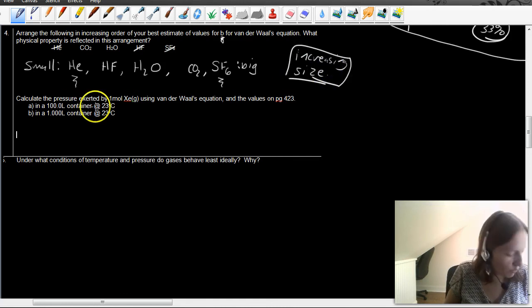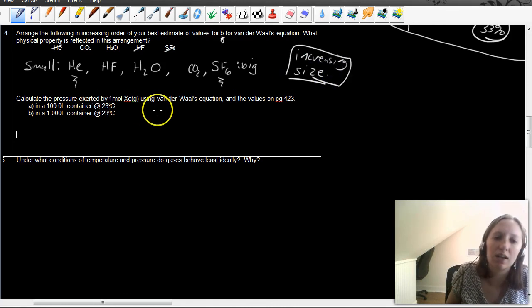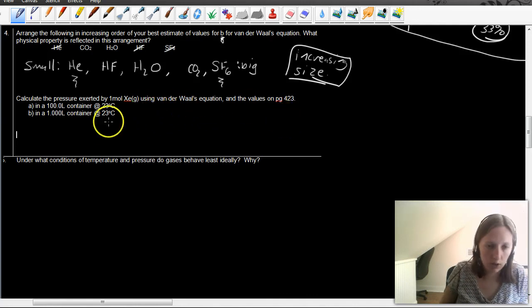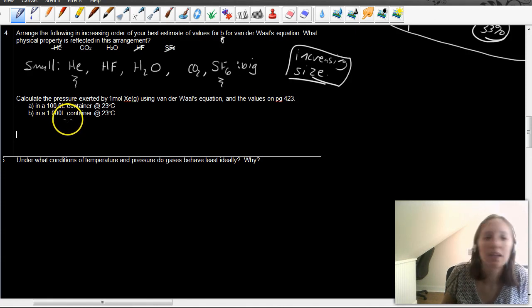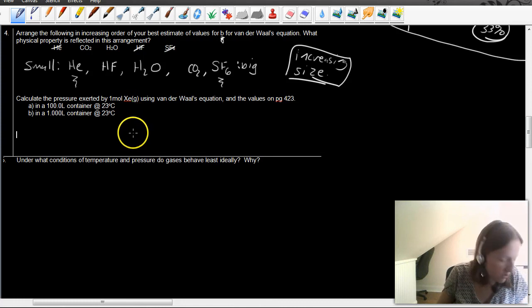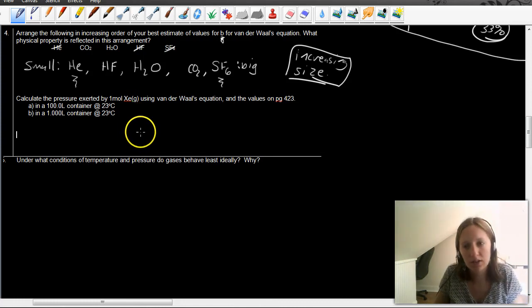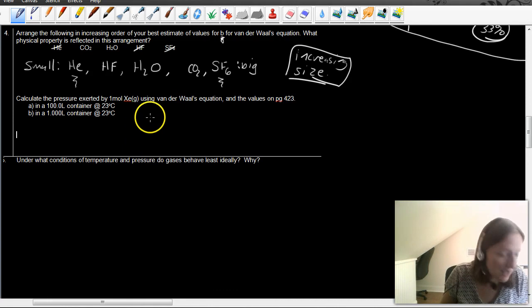All right, calculate the pressure exerted by 1 mole of xenon gas using van der Waals equation, and the values on page 423 in your Brown textbook. So in a 100-liter container and a 1-liter container. A, in a 100-liter container, you do need to consider that this formula is really hard to write down because there are a lot of pieces to it. What's nice is that this is 1 mole, so you can take out all the n's.